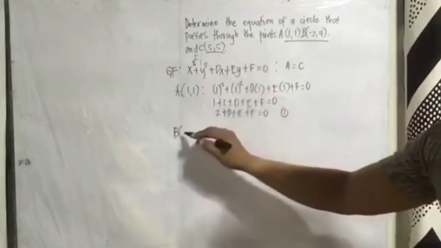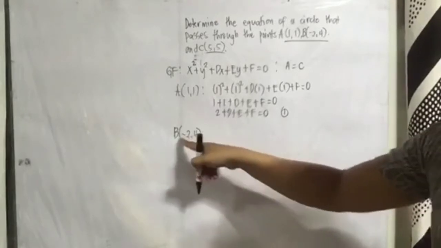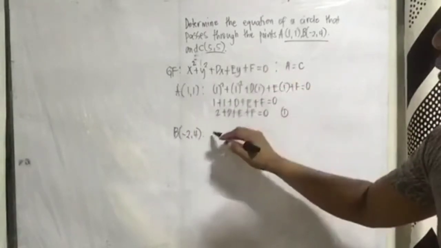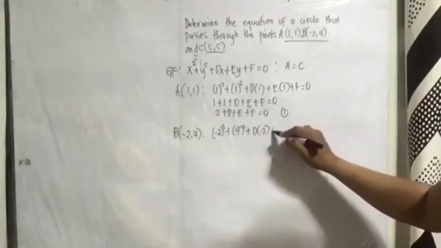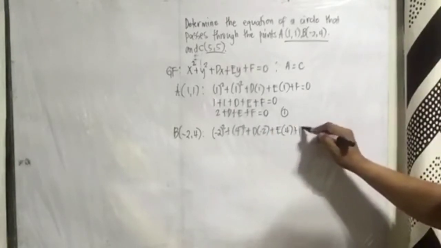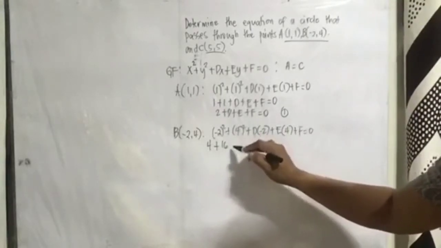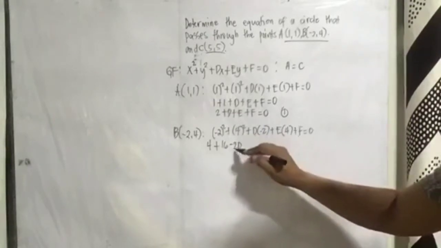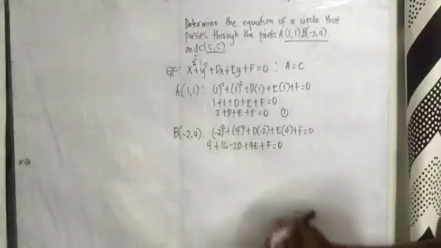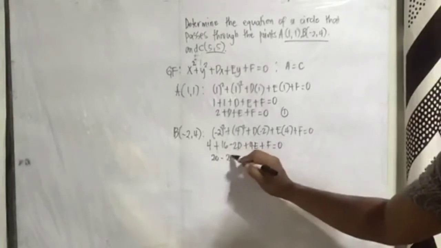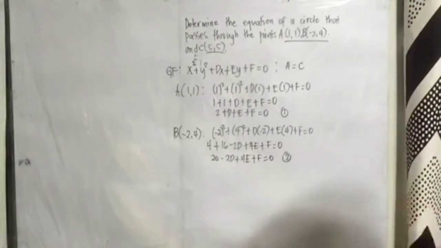For point B, we have (-2, 4). The same process, you have to substitute the value of x and the value of y in our general equation. So we have negative 2 squared plus 4 squared plus d times negative 2 plus e times 4 plus f equals 0. Negative 2 squared is 4, plus 4 squared is 16, plus d times negative 2 is negative 2d, plus e times 4 is positive 4e, plus f equals 0. Combining like terms, we have 20 minus 2d plus 4e plus f equals 0. So this will be our second equation.